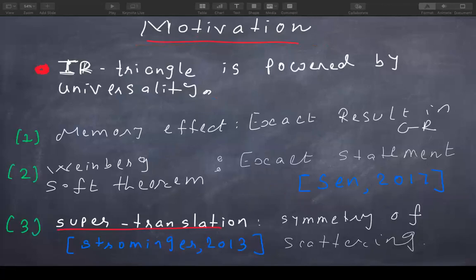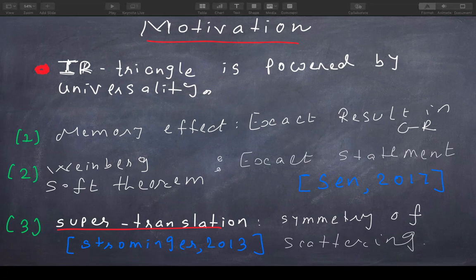And the reason this triangle is interesting is because it's powered by universality, in the sense that we have three different results which are exact and universal, in the sense that the memory effect, as is well known, is an exact result in full nonlinear general relativity. The Weinberg soft theorem is an exact constraint on the perturbative scattering amplitude of gravity, which is valid up to any loop order. In fact, it's even true for perturbative string amplitudes. And super translations, classically, of course, it has been known that they are symmetries of full nonlinear general relativity, and now it has also been understood that they are also symmetries of perturbative quantum gravity scattering amplitudes.